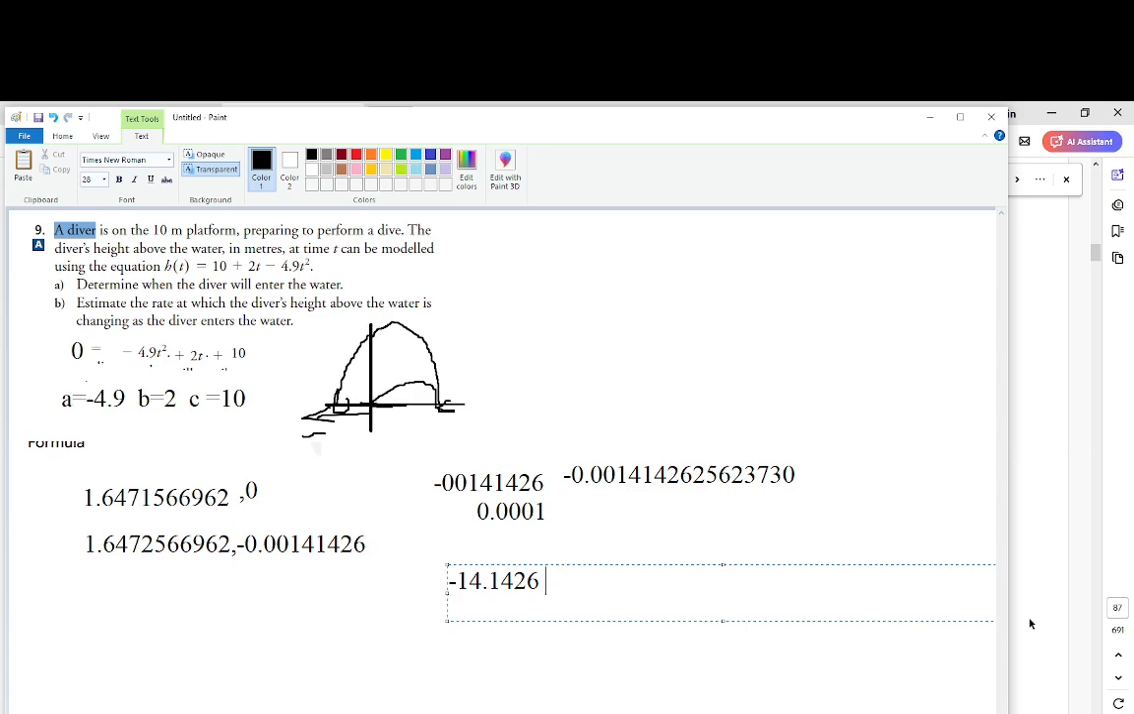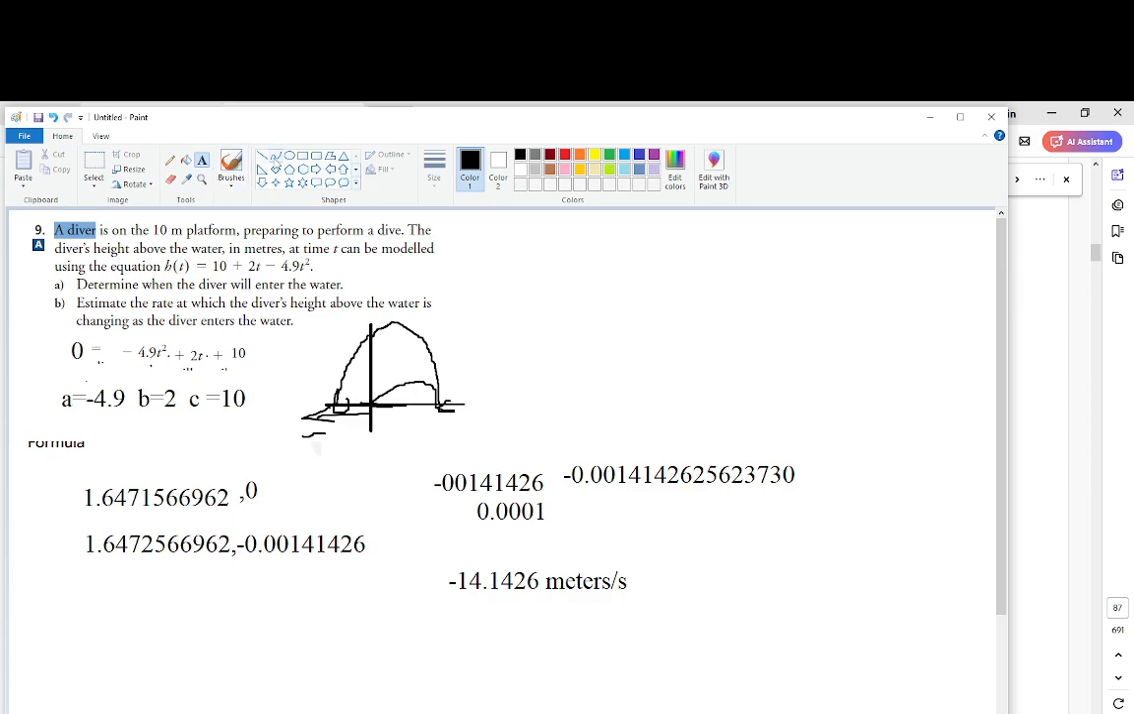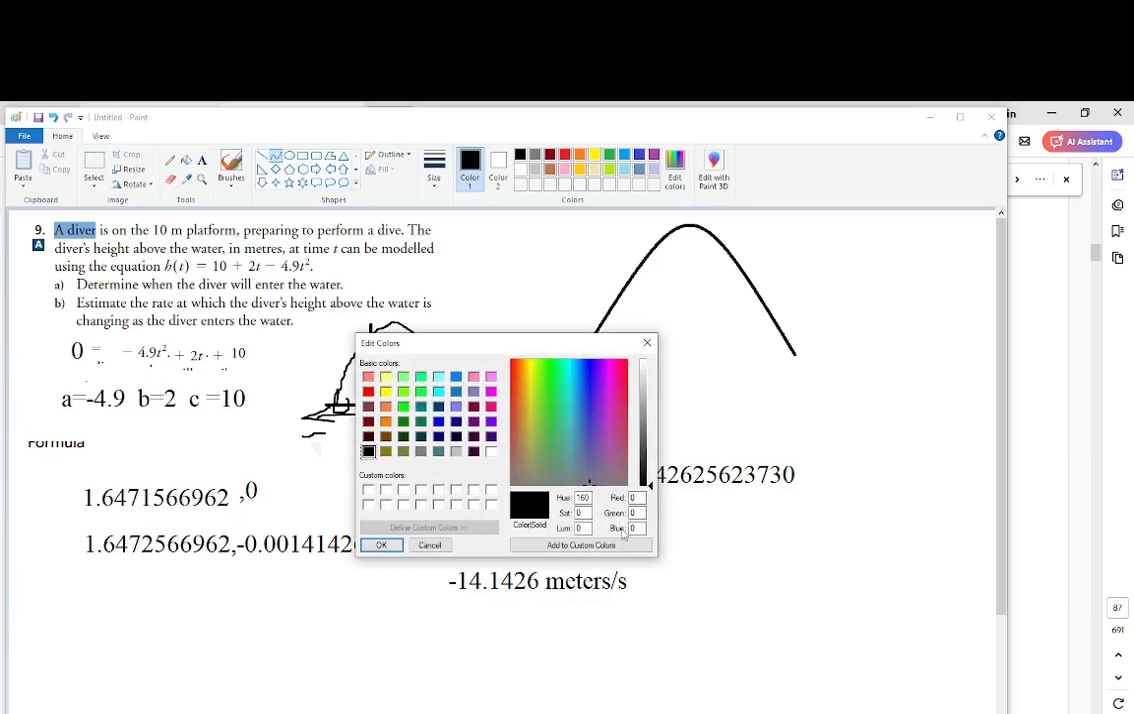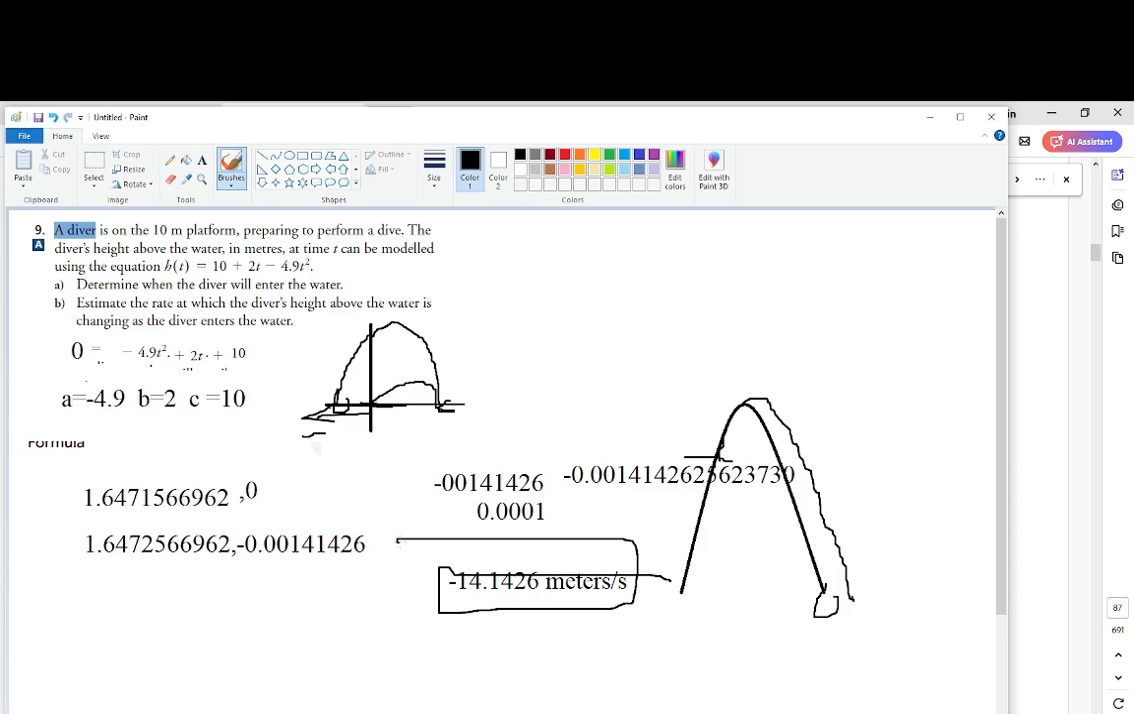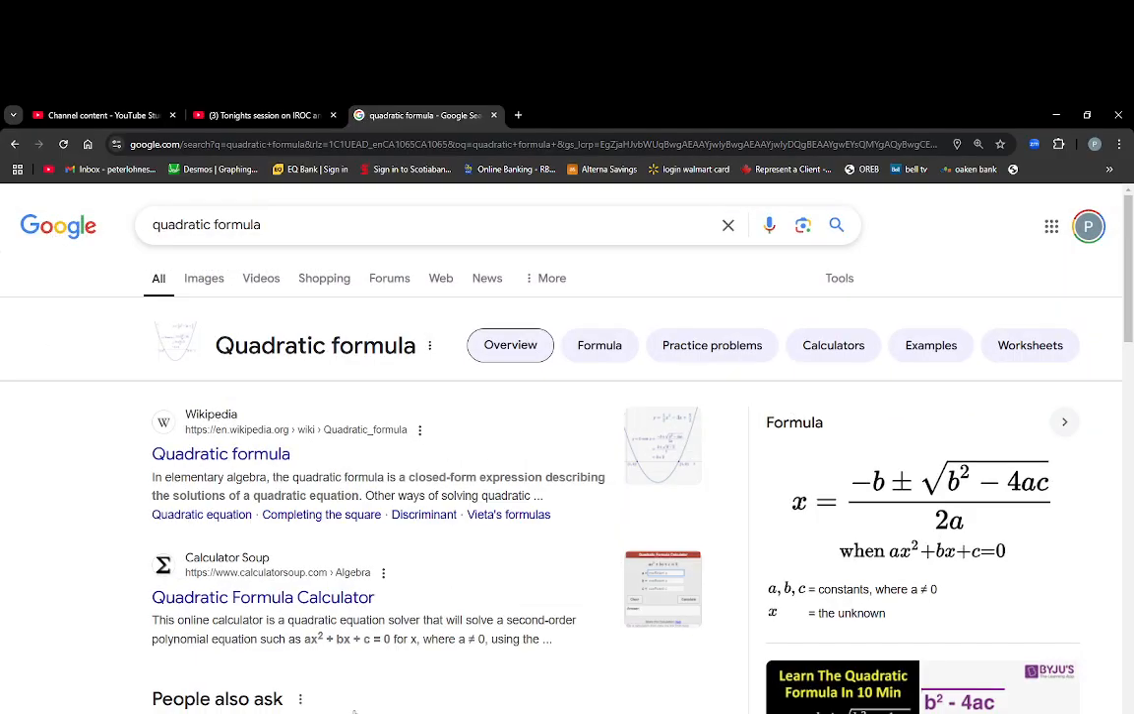Since we're measured in meters above it, and we're talking about a rate of change, it's meters per second, and notice it's negative, which means we're talking about a downward facing parabola where they're hitting the water right here. So they jump up here, hit the water, and when they hit the water there, the instantaneous rate of change is 14.14 meters per second down, or just negative 14.14 meters per second.